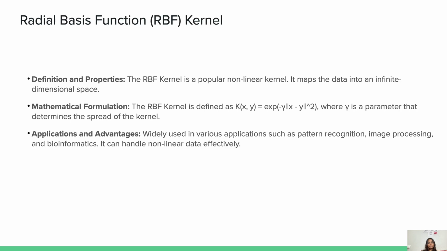Now, radial basis function kernel. Definition and properties. The RBF kernel is a popular non-linear kernel. It maps the data into an infinite dimensional space. The RBF kernel is defined as k(x, y), where gamma is a parameter that determines the spread of the kernel. Applications and advantages. Widely used in various applications such as pattern recognition, image processing, and bioinformatics. It can handle non-linear data efficiently.